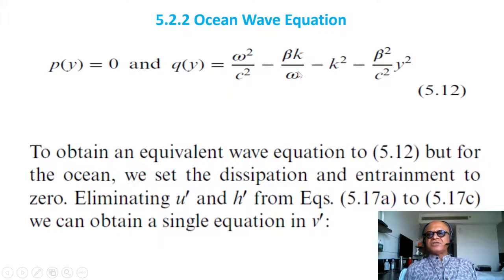Qy is again the Coriolis and wave terms. To obtain an equivalent wave equation to 5.12, but for the ocean, we set the dissipation and entrainment to 0. So the mu term goes to 0, and that means there is no exchange. If water is converging somewhere in the upper layer, it has to diverge from somewhere. That's all.